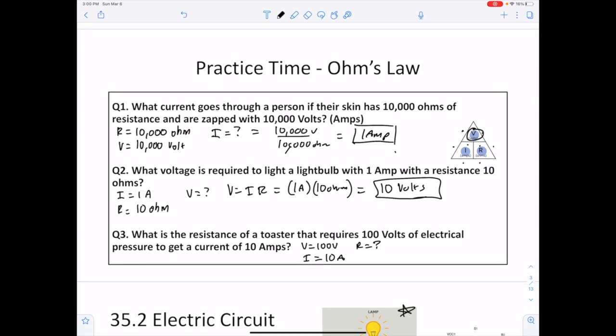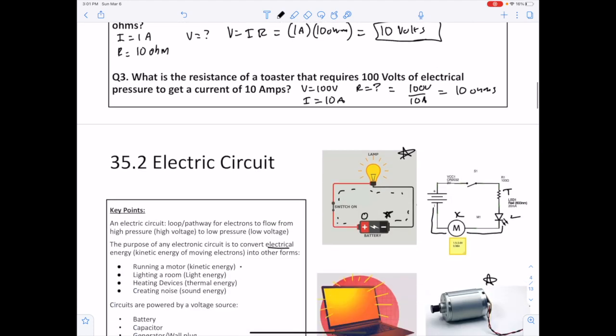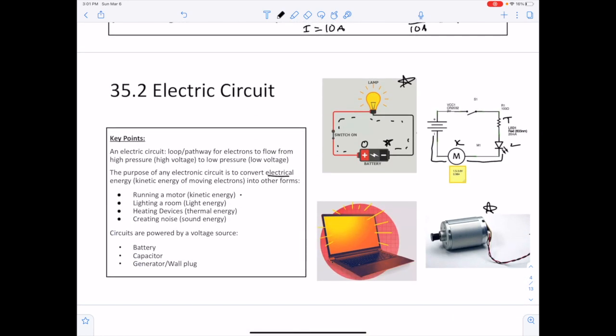Question three. What is the resistance of a toaster that requires 100 volts of electrical pressure to get a current of 10 amps? All right, we cover up R with our thumb. We see we have V over I. So we have 100 volts divided by 10 amps, and we get 10 ohms. Not too bad.